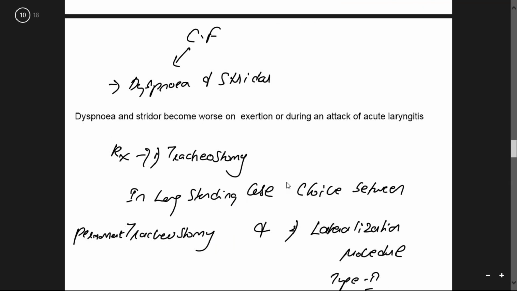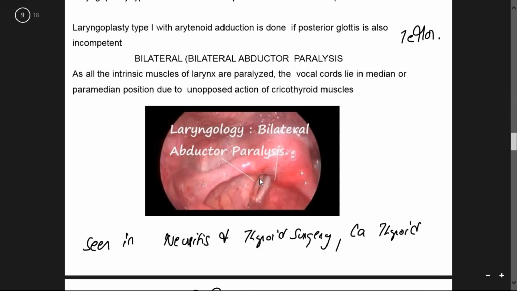In long-standing cases, let us say this thyroid surgery has been done and both the recurrent laryngeal nerves have been affected, in these cases there is no improvement. So you have to look for a long-term solution. Now, what is the long-term solution here?